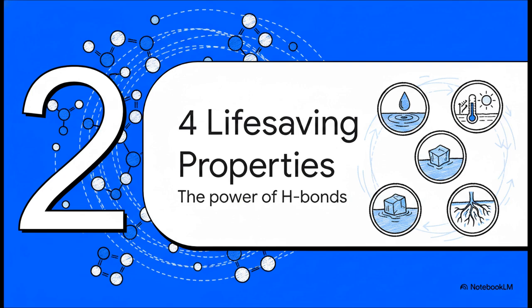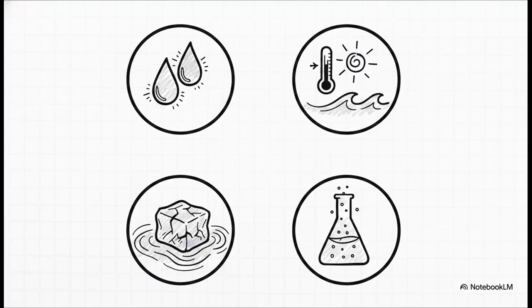Chapter 2. 4 life-saving properties. Let's see how this continuous, invisible dance of hydrogen bonding makes our entire planet habitable. Here they are, the 4 main pillars of Earth's suitability for life. We've got the cohesion of water molecules, the moderation of temperature, the floating of ice on liquid water, and water as the universal solvent of life. We're going to tackle each of these brilliantly clever chemical phenomena right now.